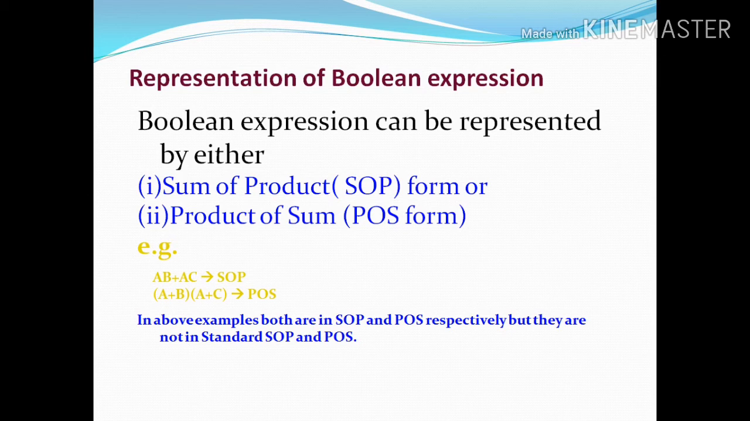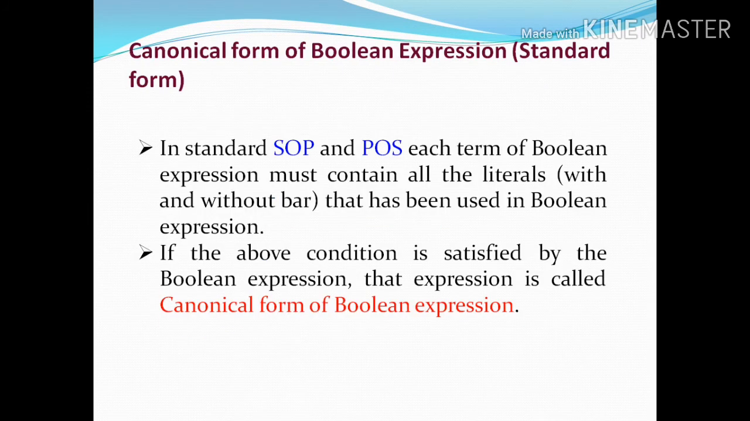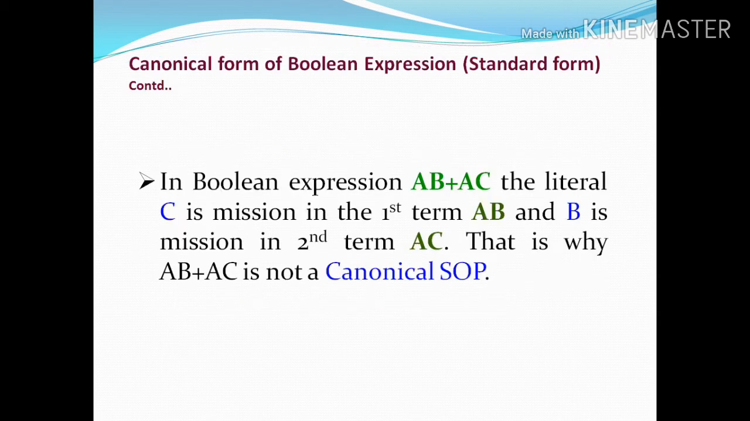In case of AB, that is product summed by A plus AC. Now we should know the canonical form of Boolean expression also. The standard SOP and POS is either each of the term of the Boolean expression must contain all the literals with and without bar that has been used as Boolean expression. If the above mentioned condition is satisfied, then the Boolean expression that we expressed is called canonical form of the Boolean algebra or Boolean expression.